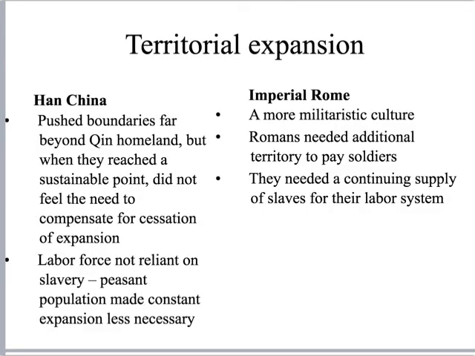Again, territorial expansion was key to government power in both Han China and Imperial Rome, but in the end it played out a bit differently. The Han pushed the boundaries of China far beyond the Qin homeland, but when they reached a sustainable point, did not feel the need to compensate for the cessation of expansion. The Chinese labor force was not reliant on slavery. They had a large peasant population that made constant expansion less necessary.